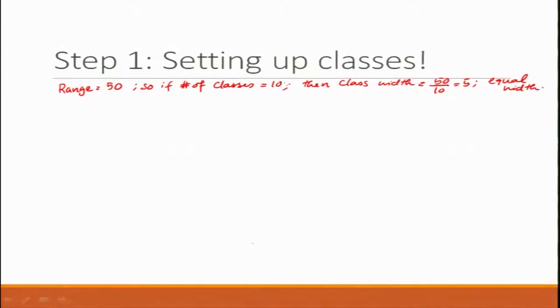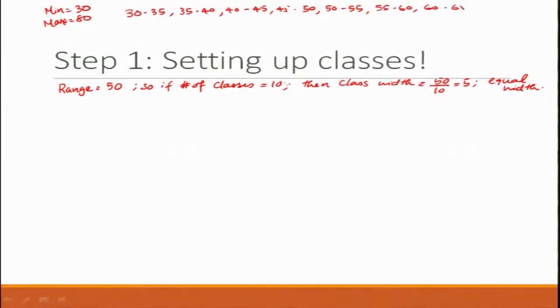So, if you think about it, the minimum is 30, the maximum is 80. So, your classes will be 30 to 35, 35 to 40, 40 to 45, 45 to 50, 50 to 55, 55 to 60, 60 to 65, 65 to 70, then 70 to 75, 75 to 80. So, you will have 1, 2, 3, 4, 5, 6, 7, 8, 9 and 10 classes.